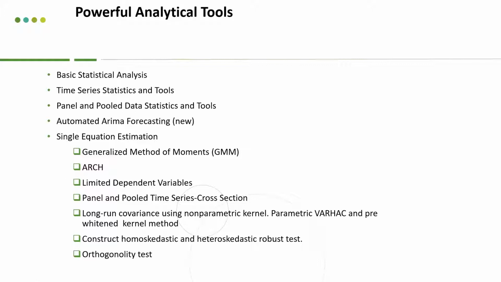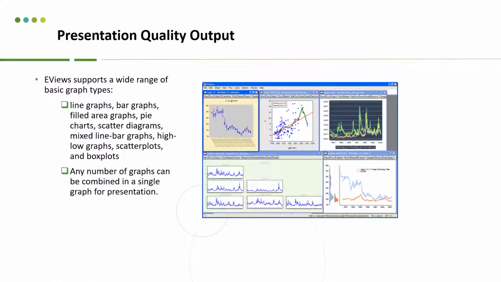Okay, these are a few of the powerful analytic tools that come with EViews. You can do basic statistical analysis like descriptive statistics. You can do time series statistics. You can also do ARIMA forecasting, and produce single equation estimation. Next, the presentation quality output. Over here, you can see examples of a few graphs that come with EViews. You can do a box plot, multiple charts, and different graphs in one window. I will explain this deeper during my demo session.